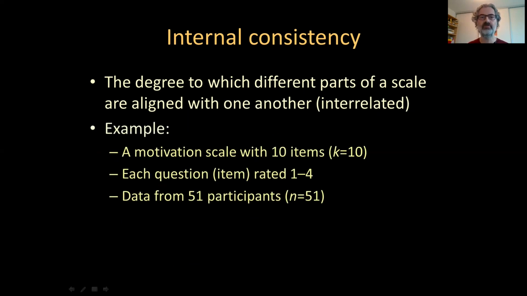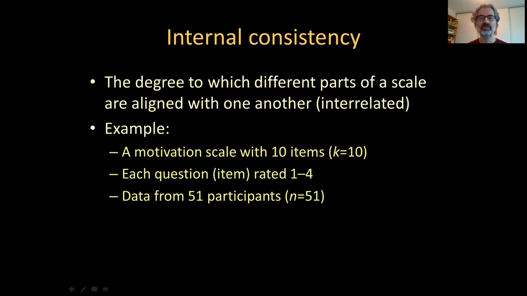For the example we use for the calculation, we have a motivation scale with 10 items. So 10 different questions that have to do with motivation. So K is the number of items, which is equal to 10. Each person responds to each question by a rating between 1 and 4.